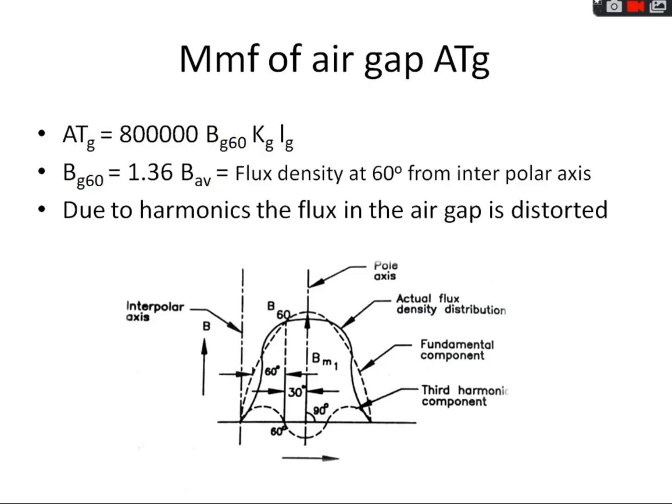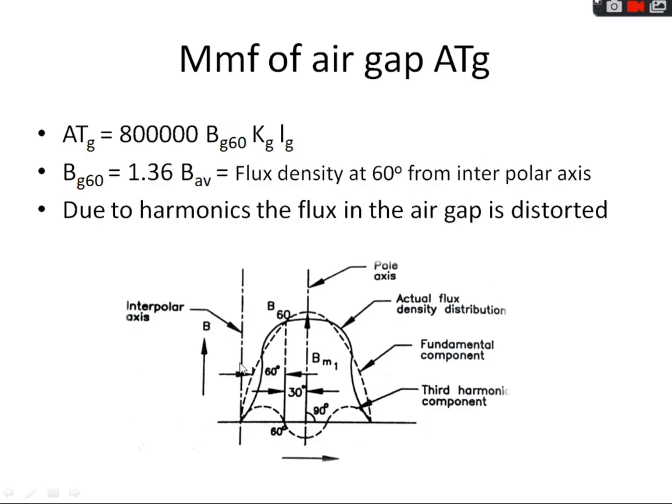The mmf required for the air gap is given as the product of flux density and the length, because we know that mmf is nothing but the amount of force required to set up the flux in the magnetic path. Here Lg is the length of the air gap, Bg60 is the flux density at 60 degrees from the interpolar axis, and Kg is the factor for the air gap.